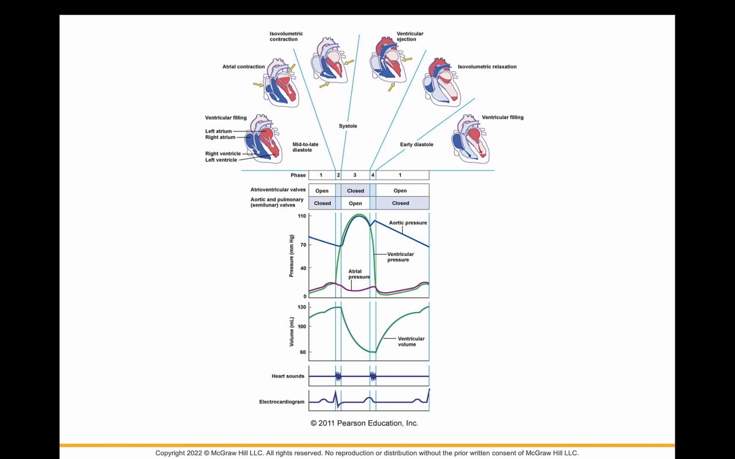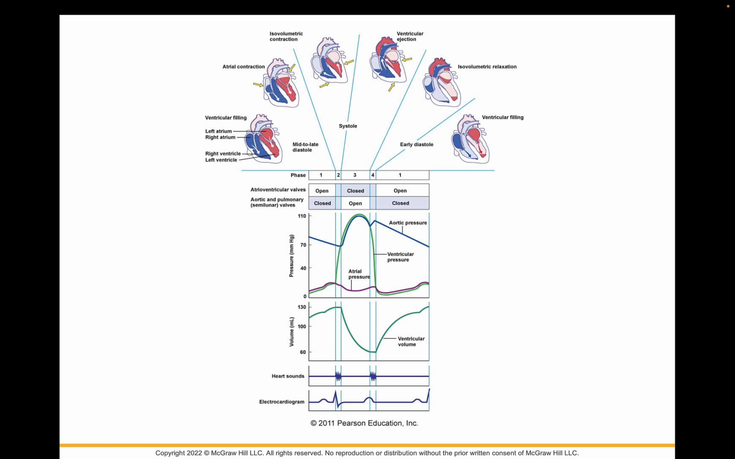So let's start with mid to late diastole. This is where we still have ventricular filling. And if we look at the volume curve, we can see we're basically close to hitting our plateau and being full. Atrial pressure is greater than ventricular pressure, so the AV valve is open. Ventricular pressure is less than aortic pressure, so the semilunar valve is closed. Now, one thing I want to point out, it is okay for ventricular pressure to approach zero as the ventricles relax. That's not the case when we talk about aortic pressure.